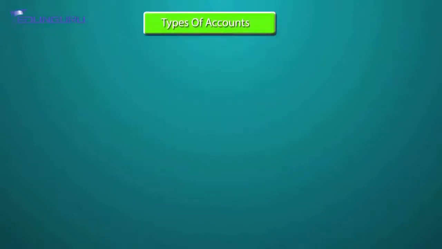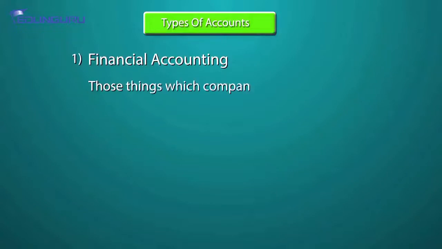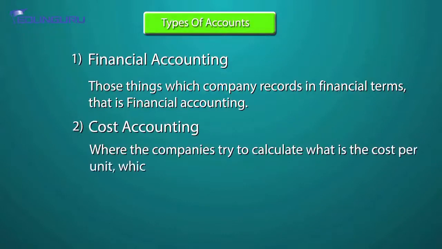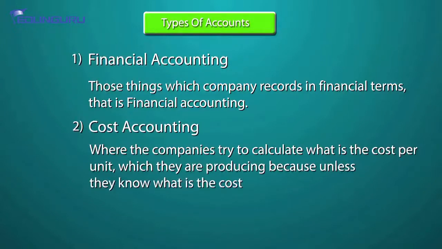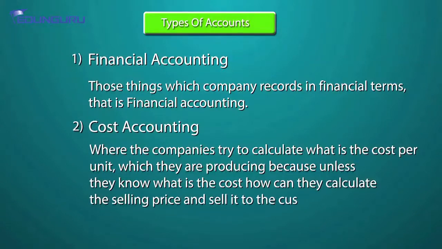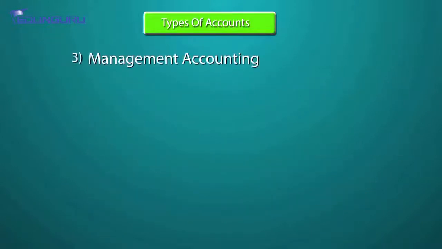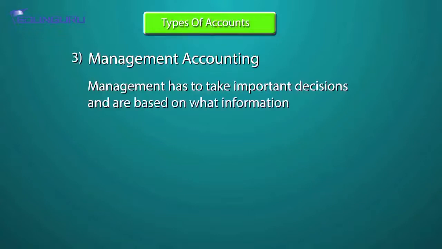Now let us start with what are the types of accounting which we are going to study. First and the foremost, very important, financial accounting, which we are dealing with in this class, 11th. Financial accounting means those things which we record in financial terms. That is financial accounting. Next, cost accounting, where we try to calculate what is the cost per unit which we are producing, because unless we know what is the cost, how can we calculate the selling price and sell it to the customers and earn profit for business? And the next part is management accounting. This again is very important, because management has to take important decisions, and they are based on what information we are going to provide them. So it is also an important area.